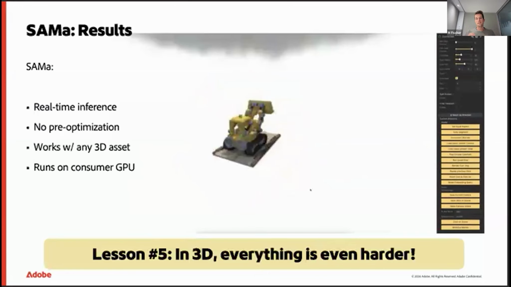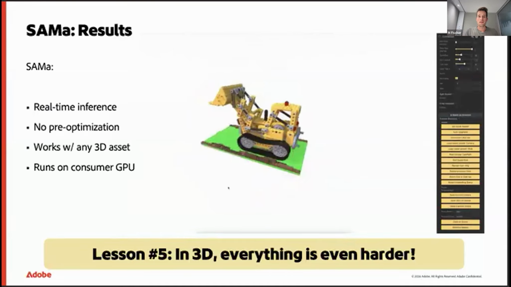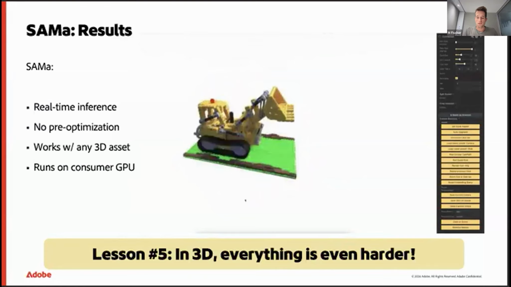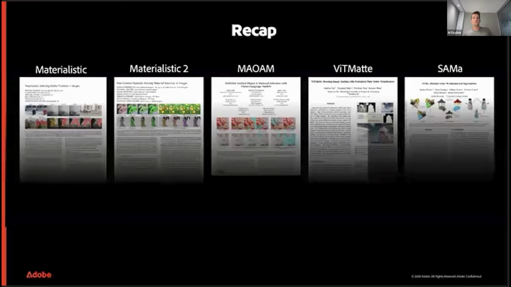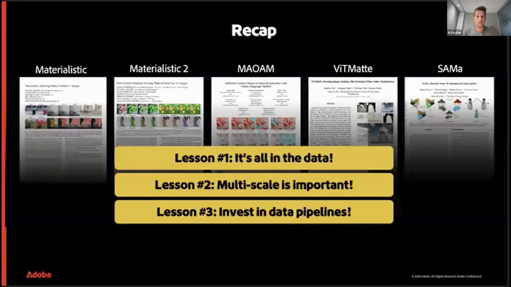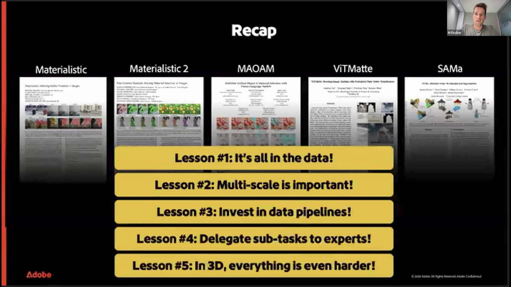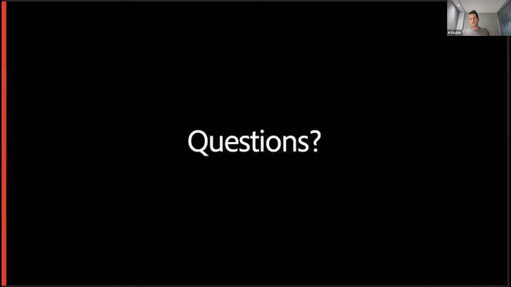So the lesson here, I mean, that's not really a lesson, but I just wanted to highlight that in 3D, everything that you've been doing in 2D becomes significantly harder because you have to tackle multi-view consistency, disocclusions, view-dependent effects, and so on and so on. And this is it. This is the summary of these works. The lessons learned are: it's all on the data, multi-scale is important, invest in data pipelines, delegate subtasks to dedicated experts, and in 3D, everything is hard. And I'm not sure if we have time, but if there is time, I'd be happy to take your questions.